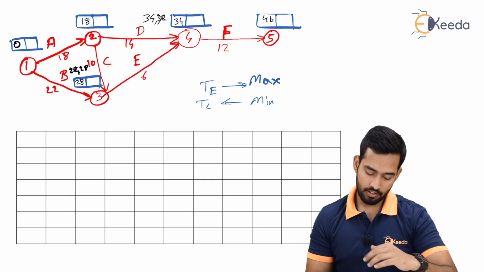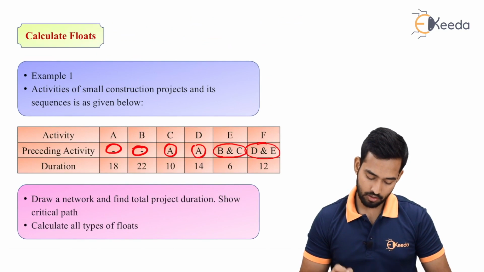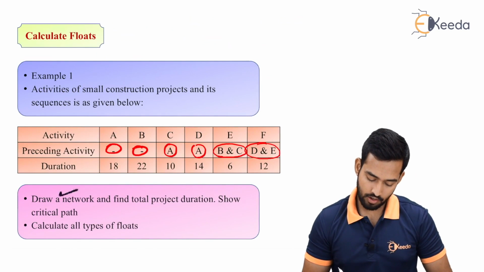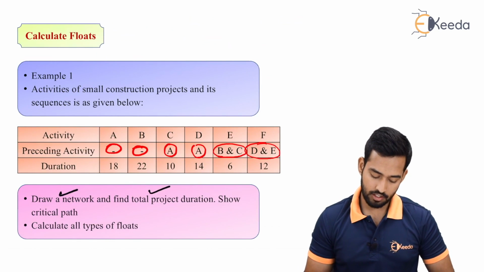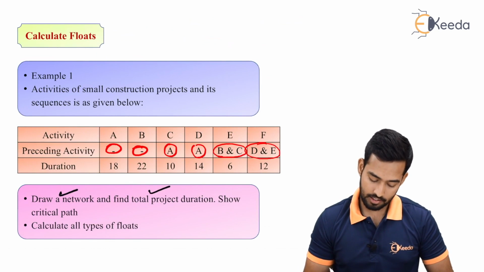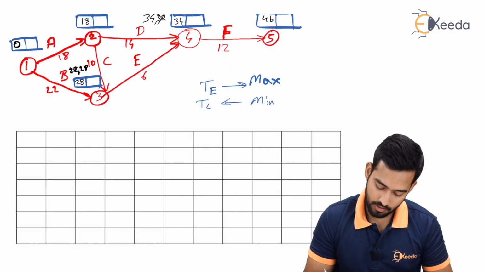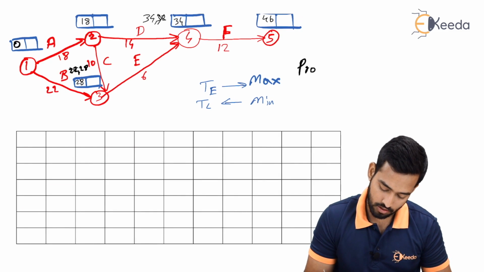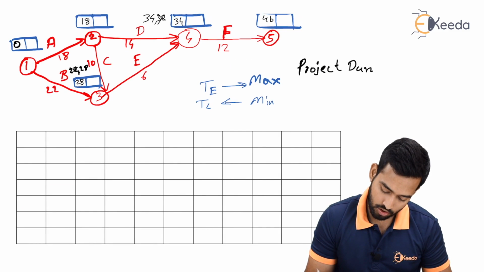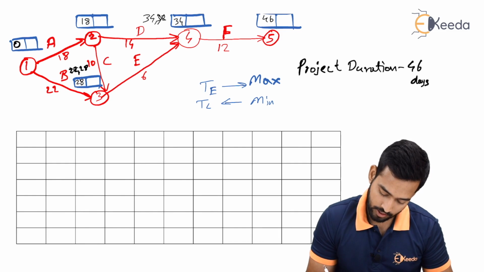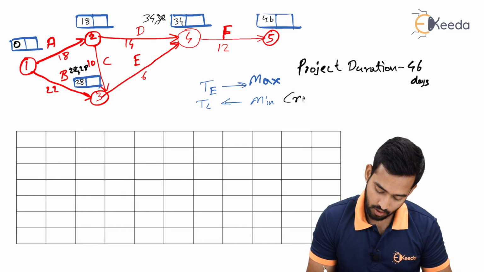So our first task is to calculate the network. So we are done. Now we have to calculate total project duration. What is it? 46. Now we have to draw a critical path. So first we write down over here the project duration. Project duration is 46 days. Now the next task is to find out the critical path.